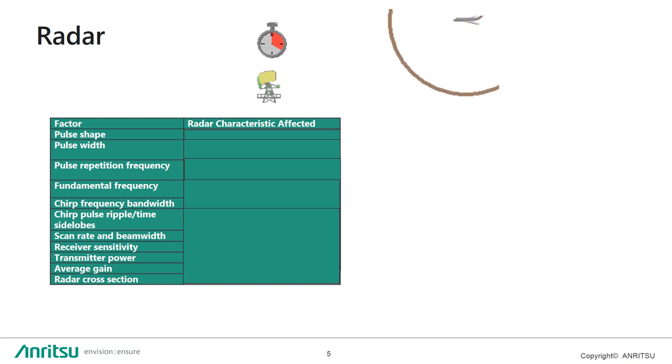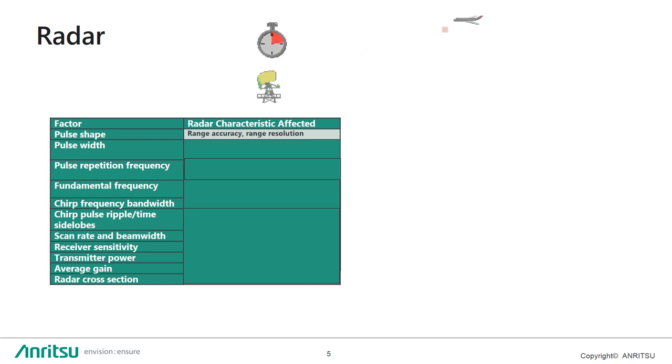So if we look a little more at the radar test application, there are many factors which can affect radar system performance, and engineers use equipment to test a number of them. Pulse shape determines the range accuracy and a minimum and maximum range. Ideally, they require perfect rising and falling edges and minimal overshoot.